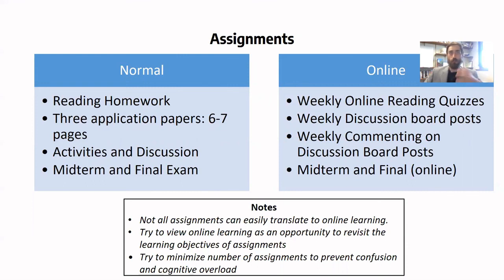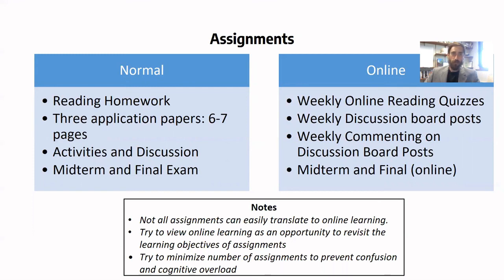Remember, context over content. So if we look at the assignments in the tables I have presented here, the table on the left shows the assignments that I normally require in my organizational communication class. In this case, the purpose of my reading homeworks is simply to ensure students read the assigned reading each week before coming to class. The 3 papers are intended for students to practice their writing skills and to apply our course concepts to real organizations they are part of. And during class, we discuss and engage in activities to further reinforce these concepts.